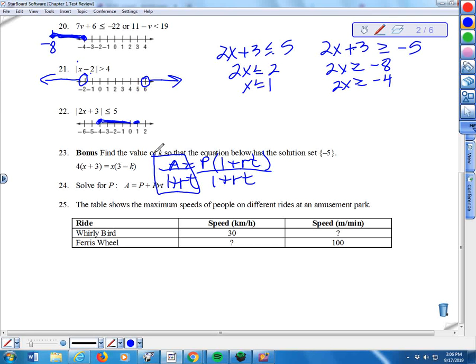The table shows the maximum speeds of people on different rides at an amusement park. And I think I have to convert the speed from kilometers per hour to miles per minute. I thought it was meters per minute. Is it miles? Yeah, it could be meters. I did meters per minute. I'll have to look, maybe it is, because MI might be miles. Okay, so let's go from kilometers to meters.